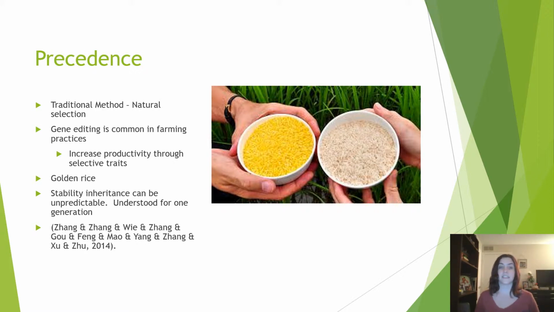A big success is golden rice, which has allowed for more vitamins to be put into the rice in order to be more beneficial. CRISPR actually allows for stability in the inheritance process, and not just have it be kind of a random effect that happens. We really only understand it though through one generation.